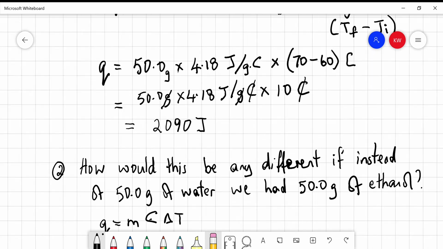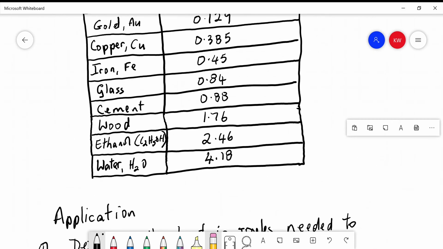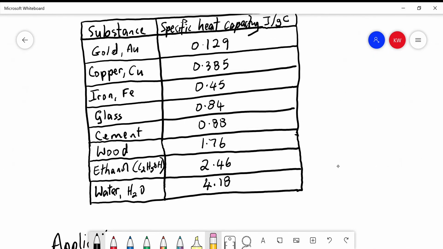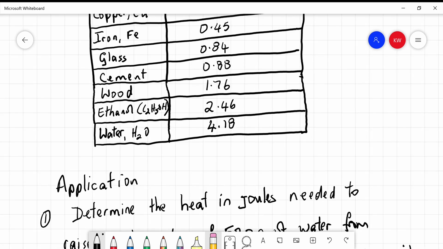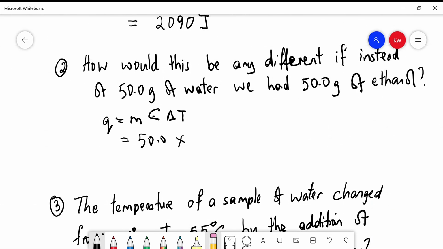So we have to look up on our chart, what is the specific heat capacity of ethanol? And we find that to be 2.46. So this is going to be 50 times 2.46. And the temperature change was the same, 10. Again, if we were to plug this into our calculator, we'll get a value of 1,230 joules.